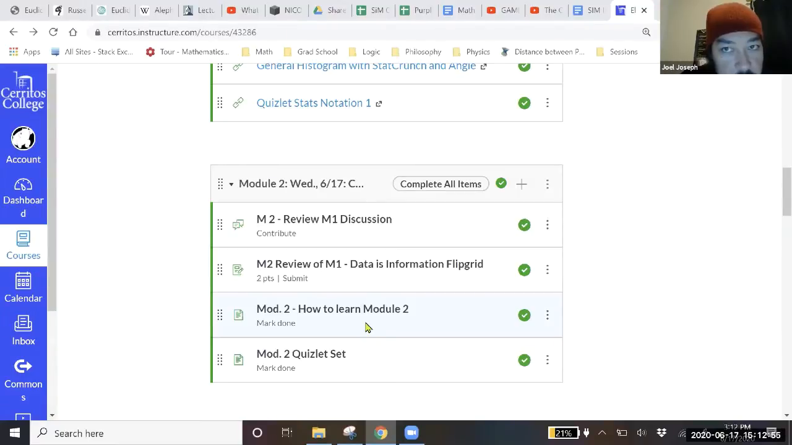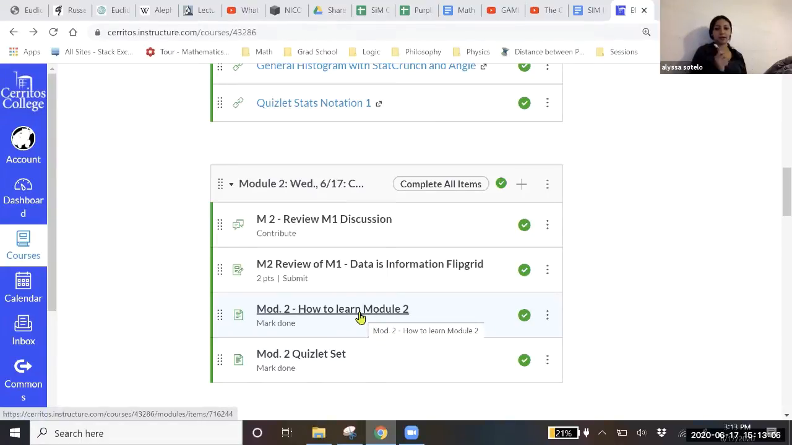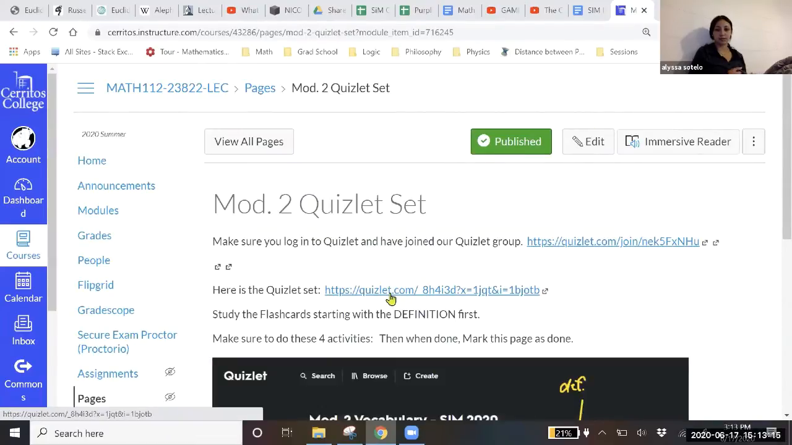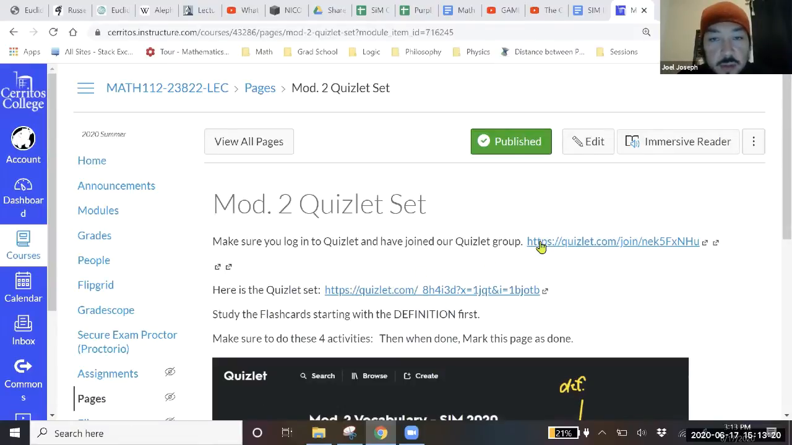Okay, that means you might not have joined our Quizlet group. Was there a button to request permission? I don't know. It just said Quizlet is private, so I went back. I was able to see module 1's Quizlet. You click this link, right? Top one or the bottom one? I tried both. So make sure you log into Quizlet and have joined the Quizlet group.